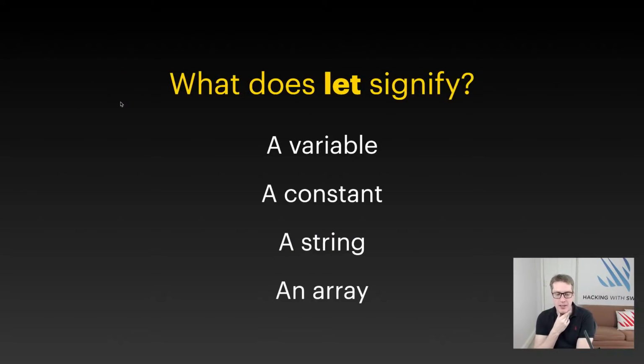And question 3, what does let signify? Is it a variable? Is it a constant? Is it a string? Or is it an array? A variable, a constant, a string, or an array. This comes from mathematics. Say let x equals 5, for example.